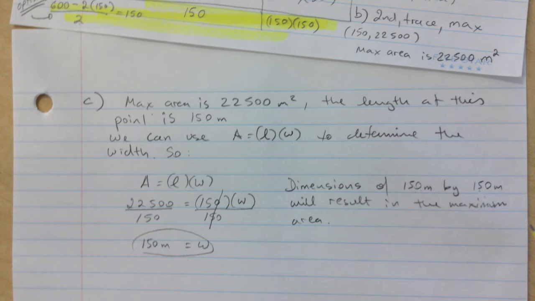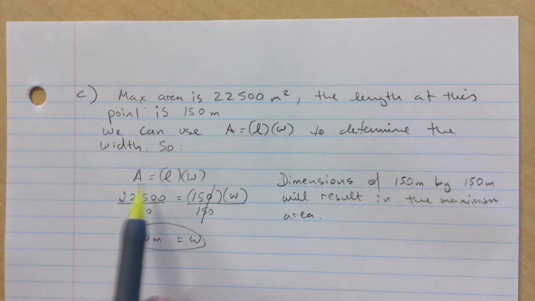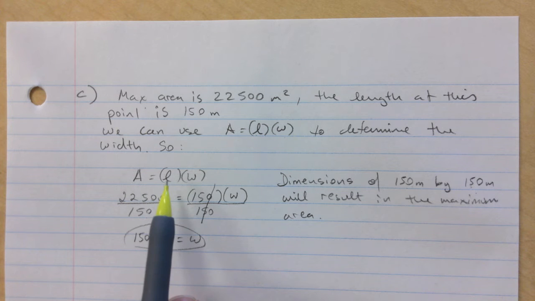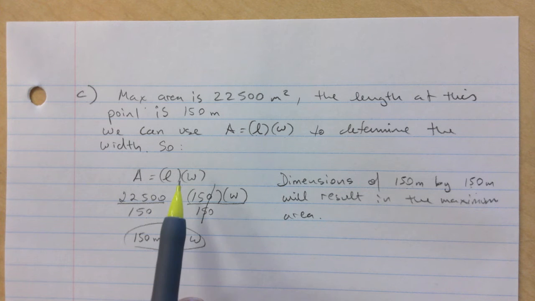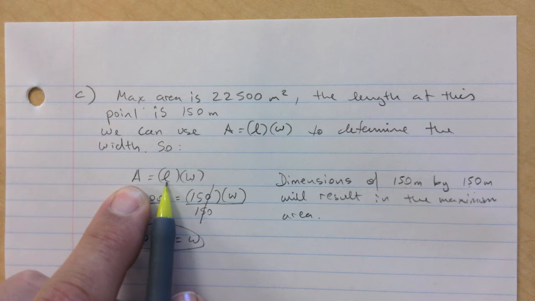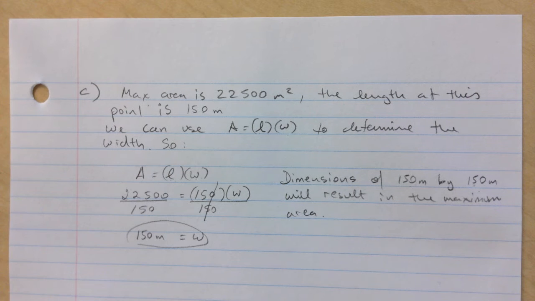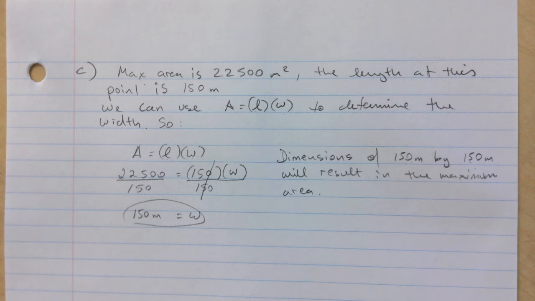But use the formula, use what you know, that the area is always length times width, always, always, always. So if you know the area and you know the width, you can find the length, and the other way around. That's how it works every time. So when you get a question like this, yes, you're going to have to use second trace and find the max, but once you have one of them, you can find the other one. Okay, D.